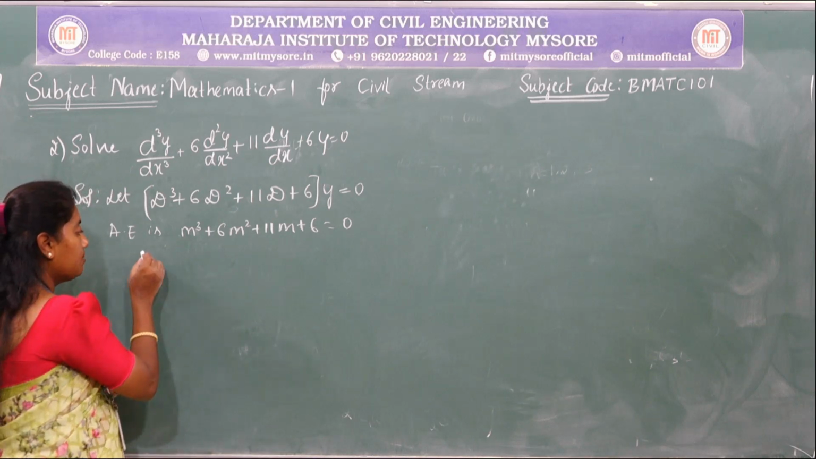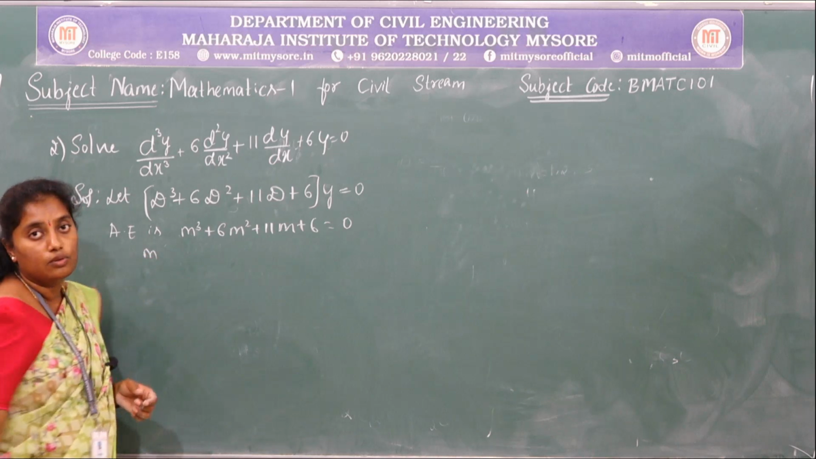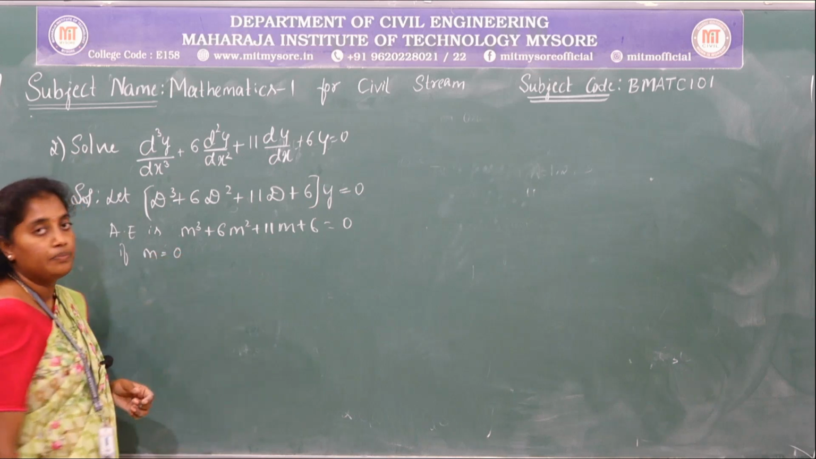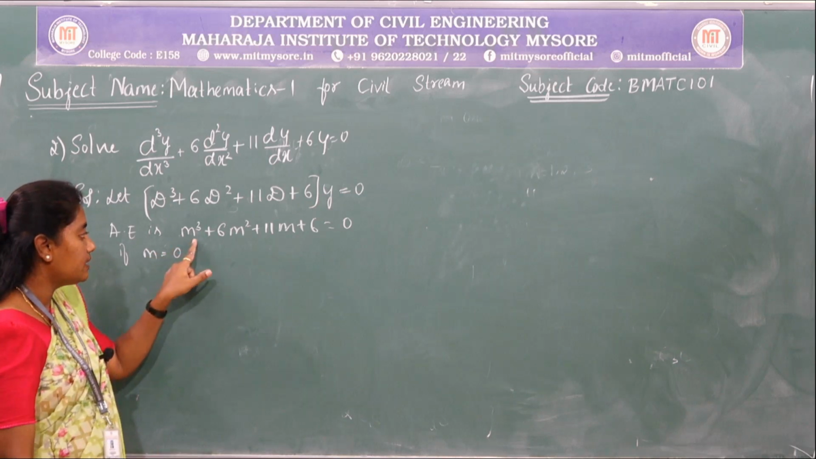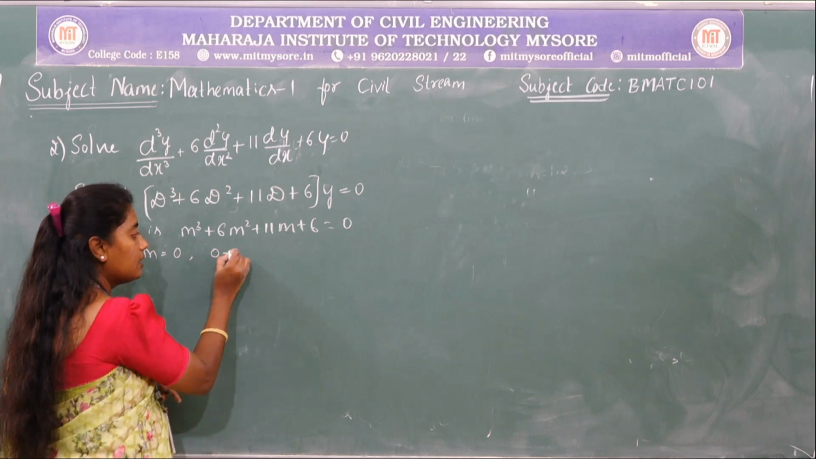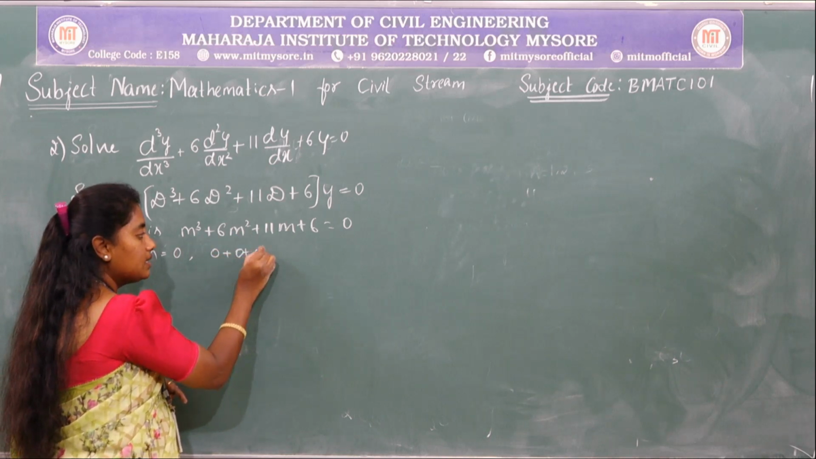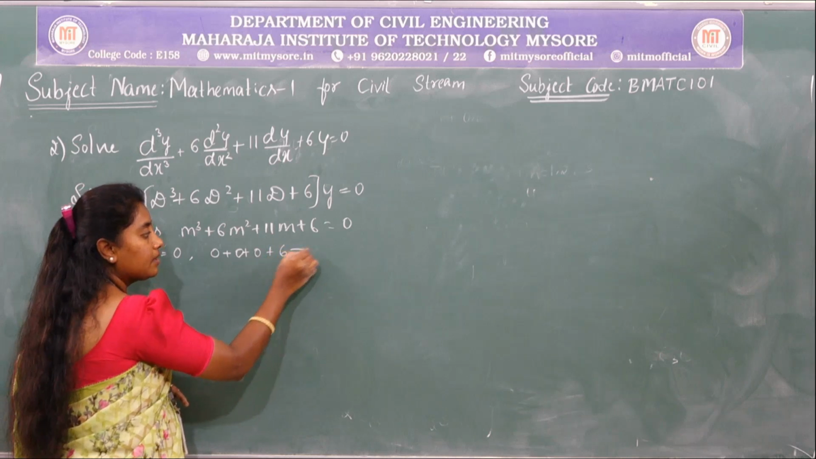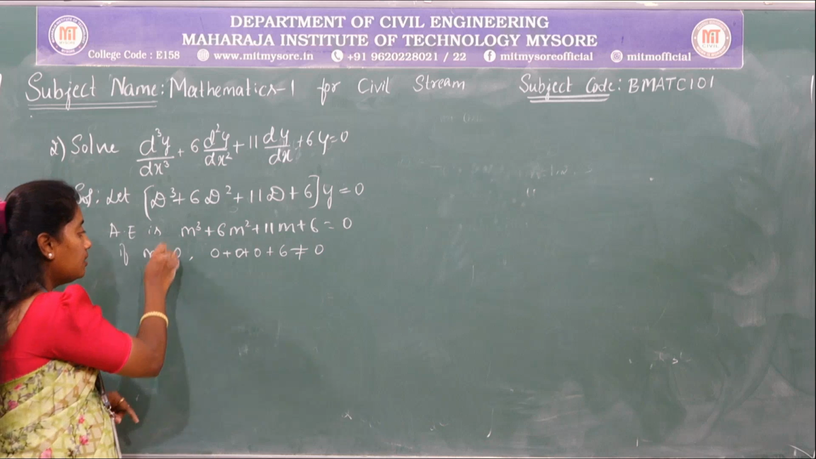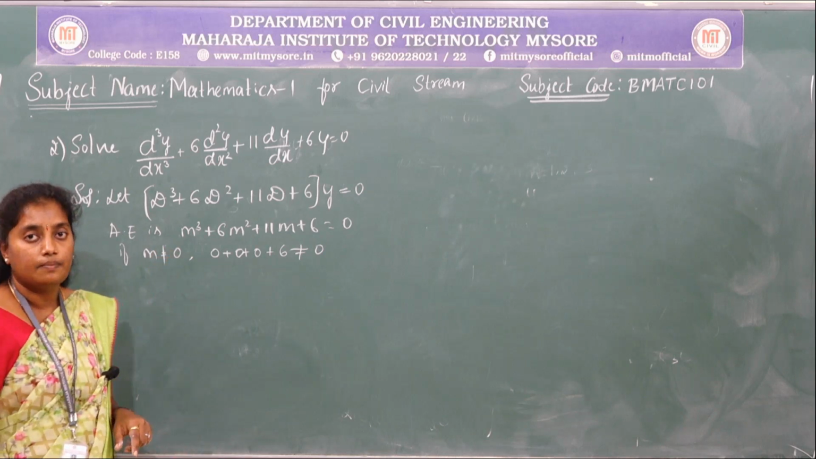So by the inspection method let us find one root of the equation. Let us start from 0. If m is equal to 0, we get 0 plus 0 plus 0 plus 6, which is not equal to 0. That means 0 is not a root of this equation.